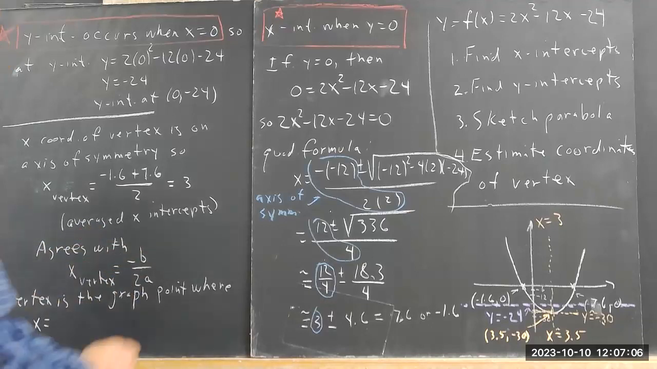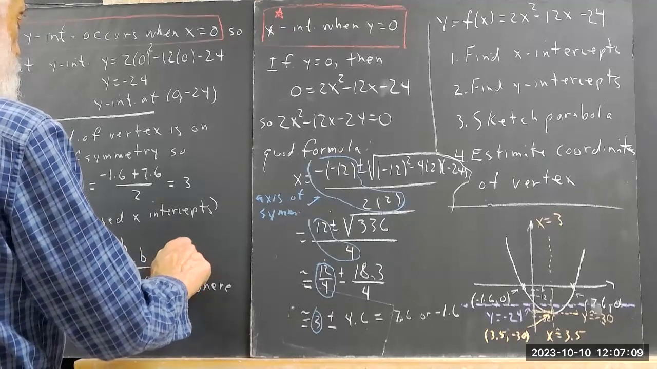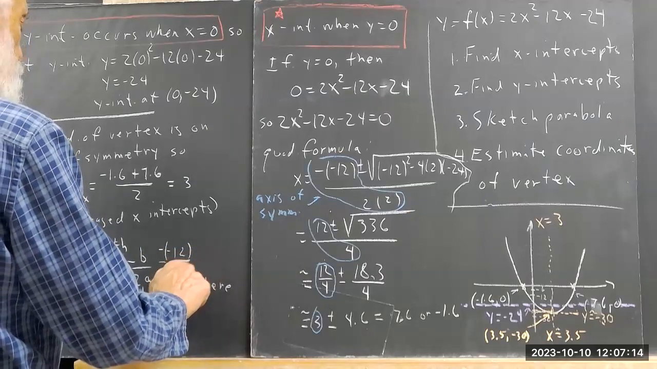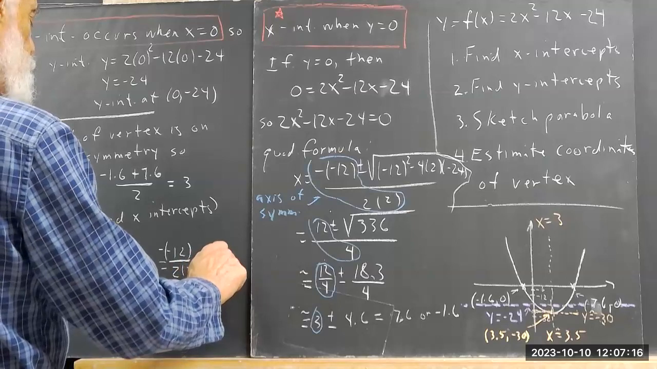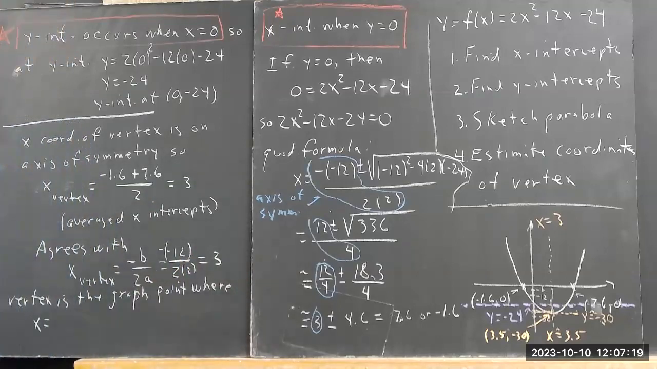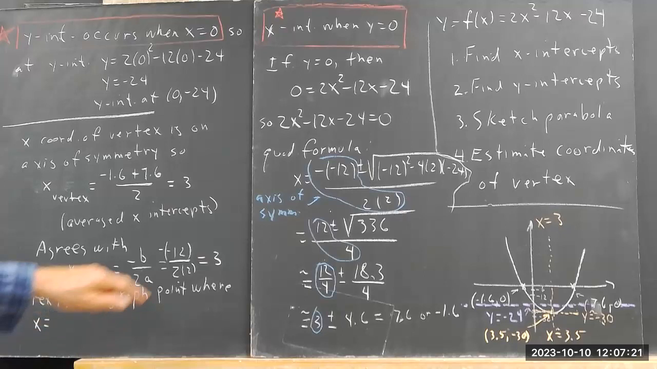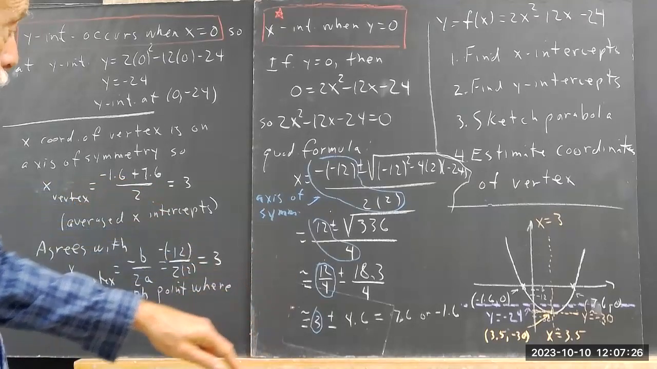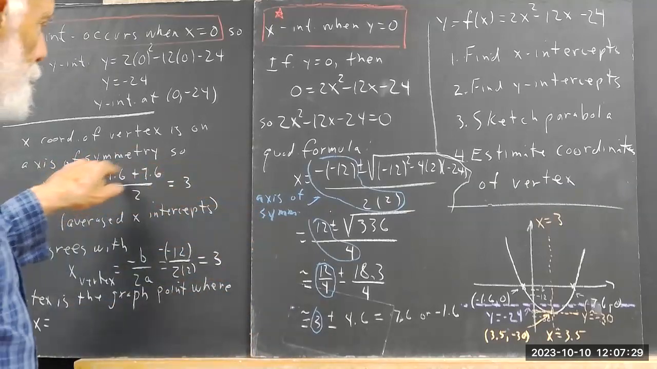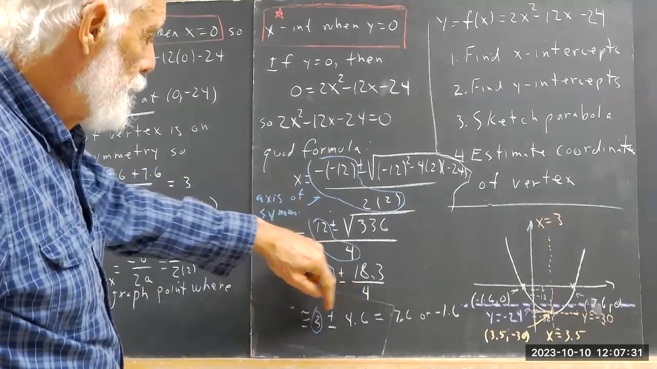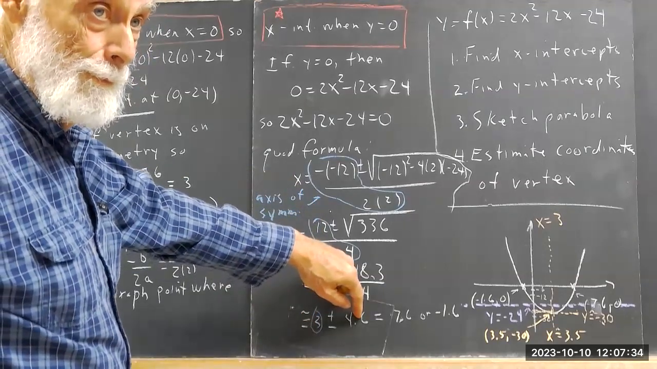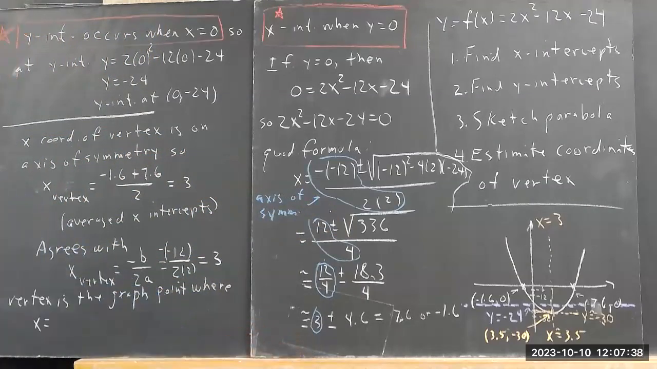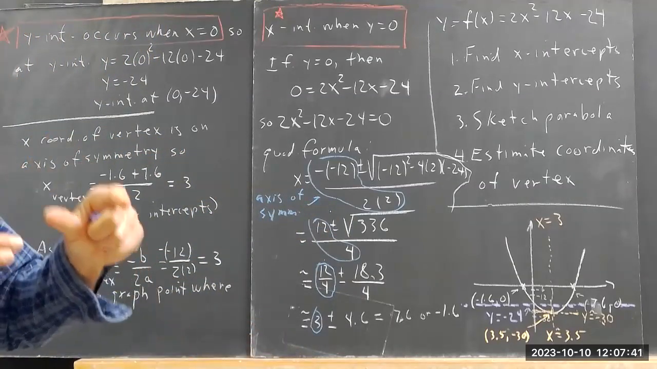Well, negative b over 2a is the negative of negative 12 over 2 times 2, which is 3. Now, this agrees with this, as it must. It goes back to the fact that these numbers are just -3 plus this, -3 minus this. So when I average the two numbers, I'd better be getting -3. We need to try to understand that about numbers.